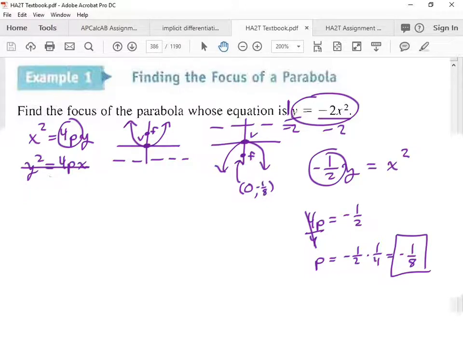Let's be extra now. What is our directrix? Is it x equals or y equals? It is y equals because it intersects the y-axis. Y equals what? 1/8. Because the directrix is the same distance from the focus as the focus is from the vertex. So if the focus is at -1/8, the directrix will be the exact opposite way at +1/8.